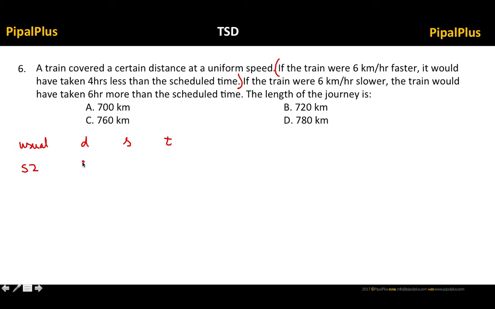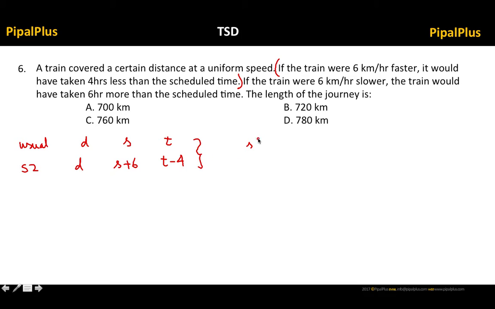So in situation 2, what is happening is the train still must cover the same distance. However, the train is traveling 6 kilometers per hour faster than the usual speed. And the time that it takes to still cover the D is it reaches 4 hours ahead of scheduled time, which means that it has taken 4 hours less than T, right? Now you notice that in both these situations D is the same, so we get S1 T1 equals S2 T2. So let me just combine both of these.